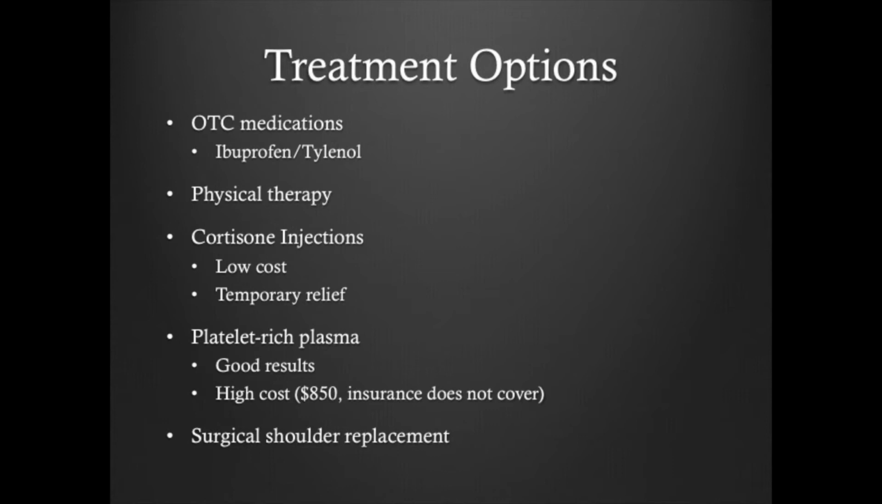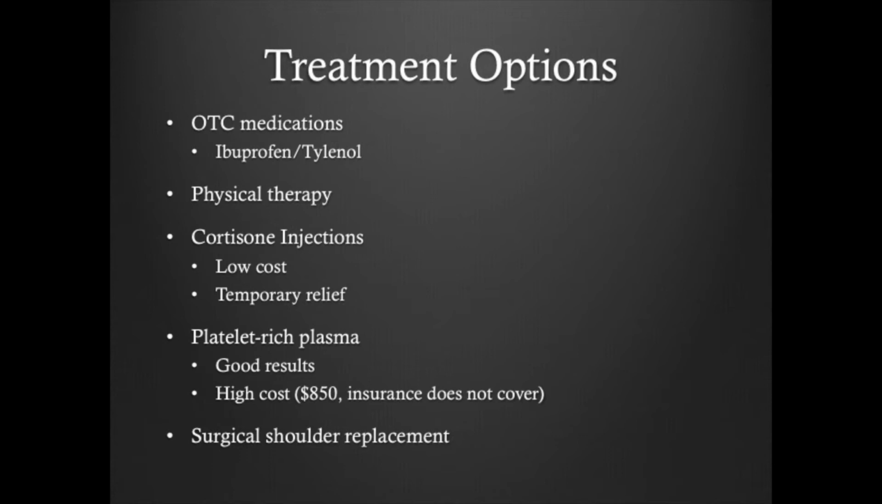Conservative care consists of over-the-counter medications such as ibuprofen and Tylenol. Once a patient's pain is severe enough to warrant narcotic pain medications, I strongly recommend shoulder replacement. We often try physical therapy as well as cortisone injections. Cortisone injections are safe, effective, and are low cost. However, they often provide only temporary relief.